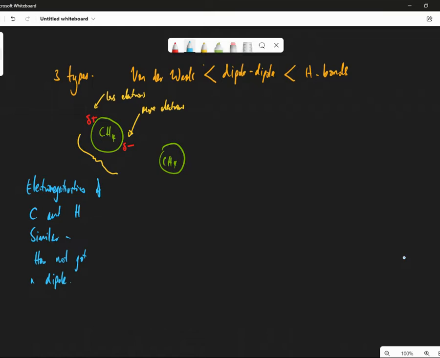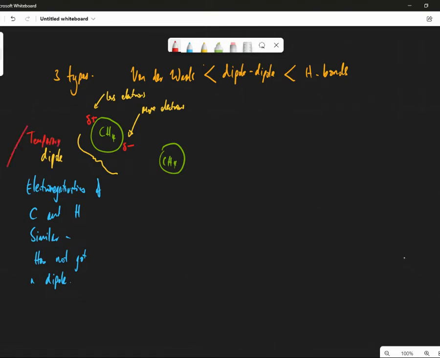That's good. Right, now this is a dipole, isn't it? Let me give it a nice color. This is a dipole. Dipole means two poles. All right. So, what type of dipole is this? Well, this is a temporary dipole.